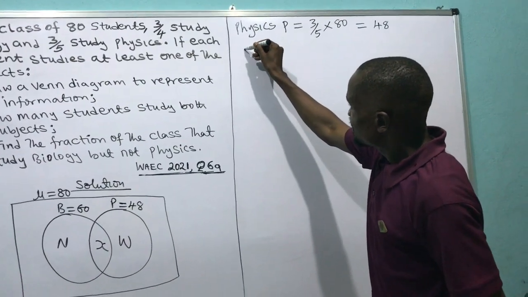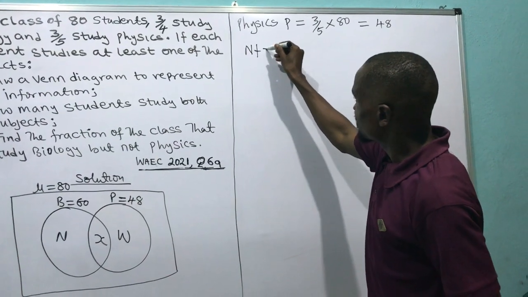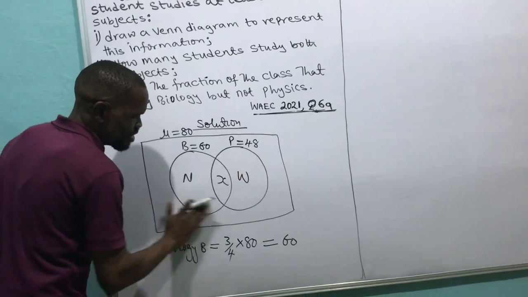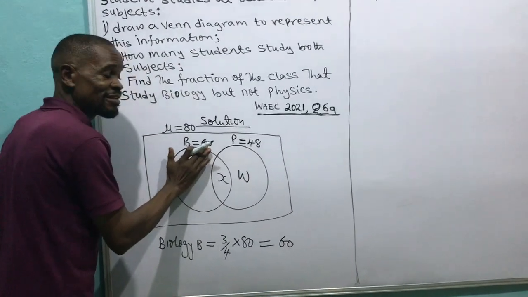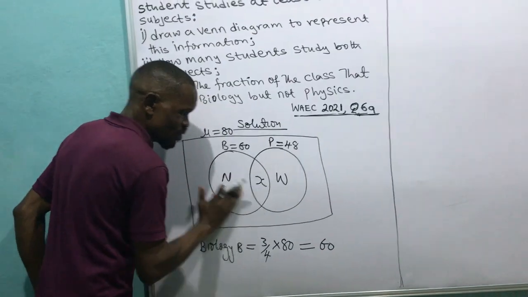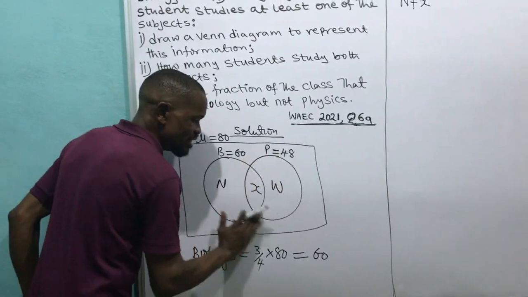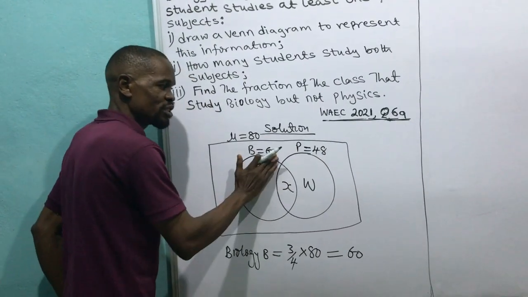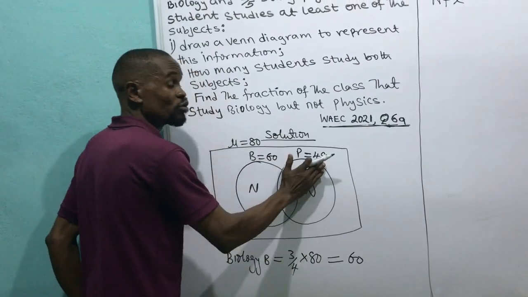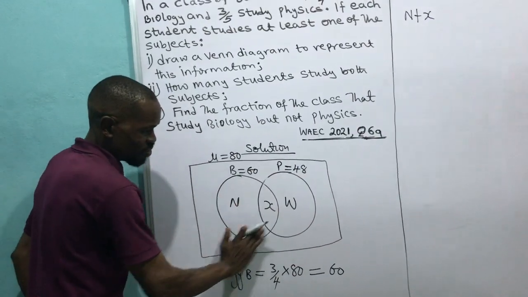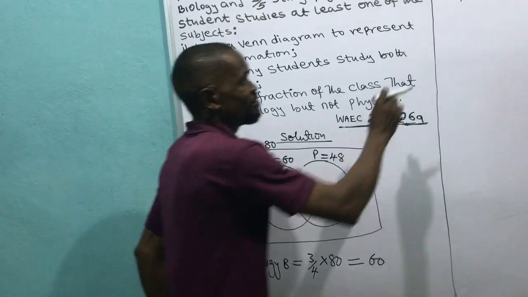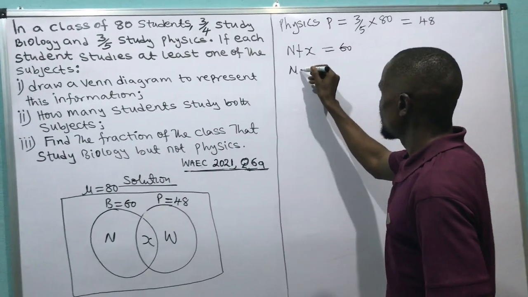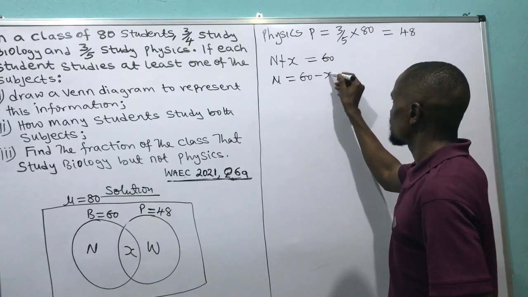N plus X in this circle. Looking at this circle, what is in this circle? This circle represents 60. All in this circle is equal to 60. All in this circle is equal to 48. Then looking at this circle, I have N plus X, which is equal to 60. Therefore, N is equal to 60 minus X.